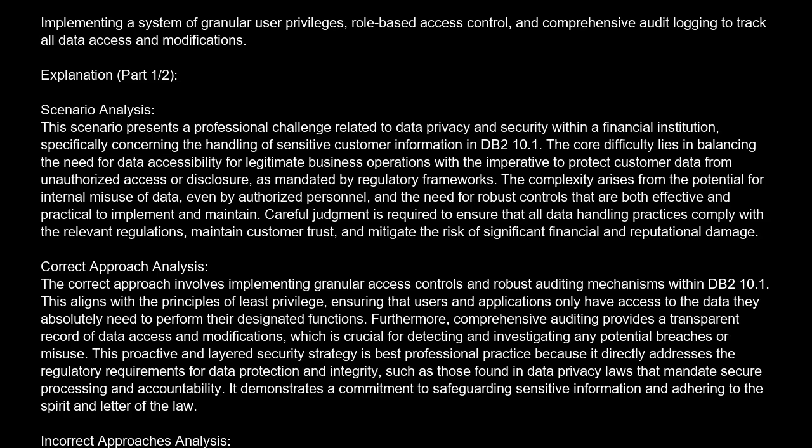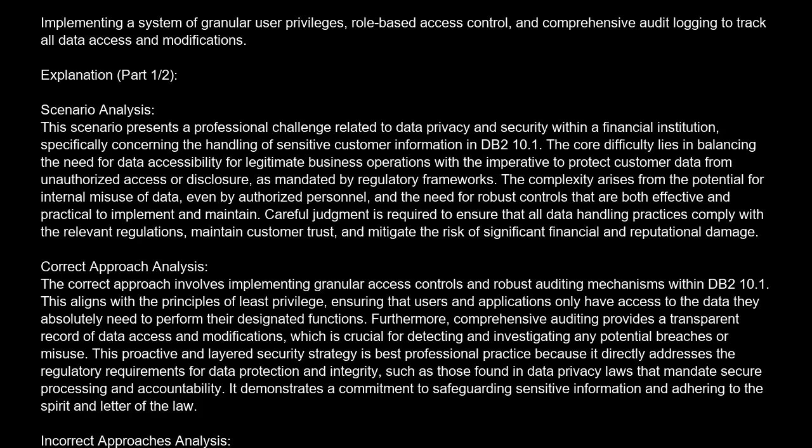The correct answer is C, implementing a system of granular user privileges, role-based access control, and comprehensive audit logging to track all data access and modifications. Explanation: scenario analysis. This scenario presents a professional challenge related to data privacy and security within a financial institution, specifically concerning the handling of sensitive customer information in DB2.